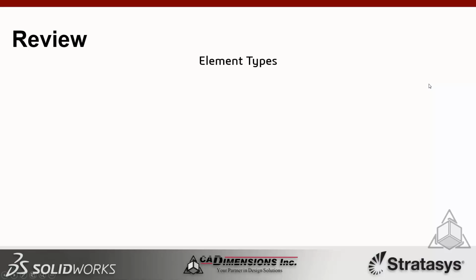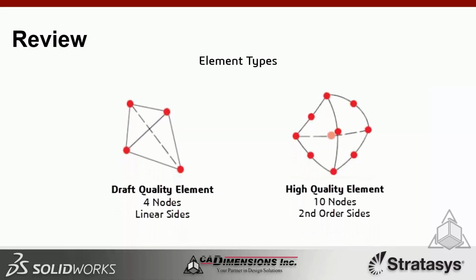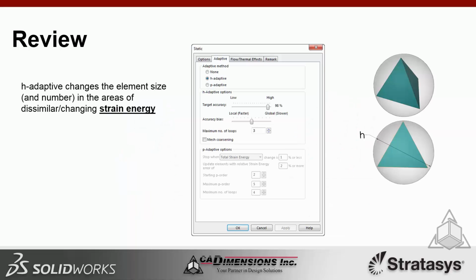Okay, really quick, let's recap. In this presentation, we've been mostly discussing high quality solid elements. We know simulation offers other types as well. The difference between draft and high quality is the number of nodes and the equations that describe the legs that connect those nodes. Adaptive studies change the element size in the areas it thinks are high stresses, but it's really checking the energy norm error, which I showed you how to plot in post-process.